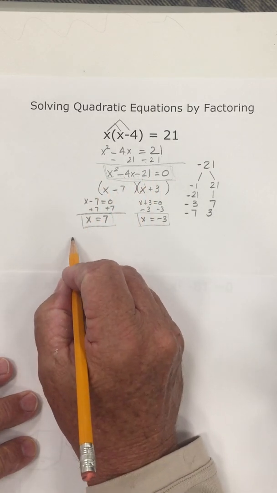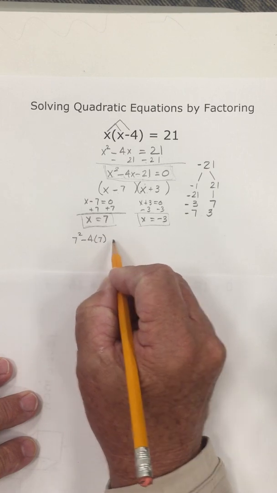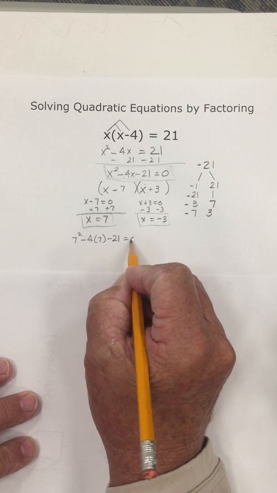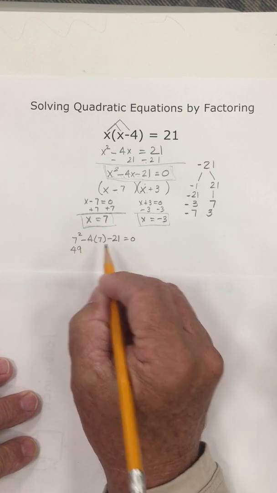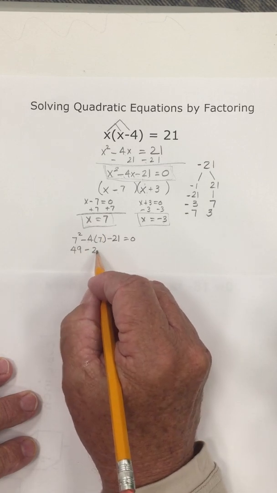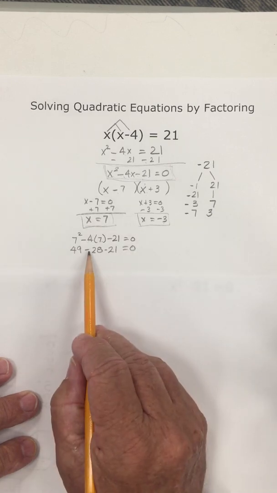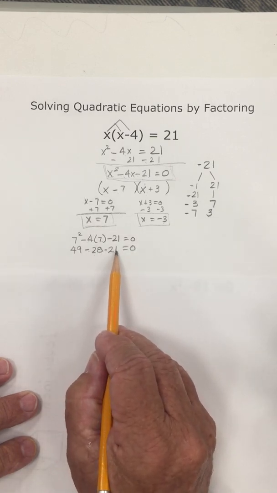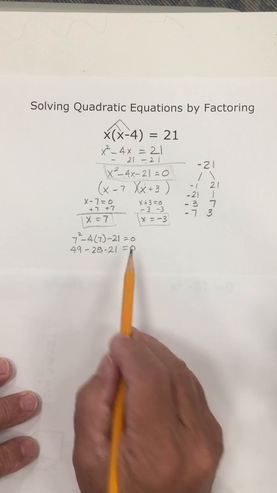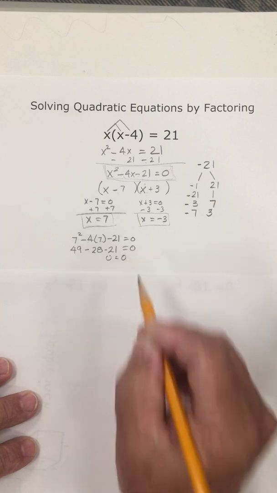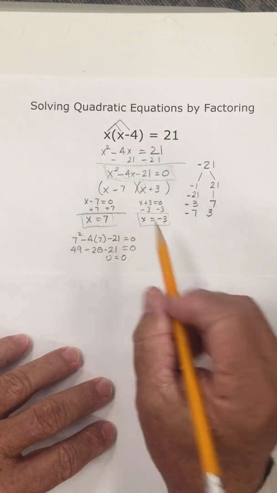So let's say we're going to have 7 squared minus 4 times 7 minus 21 should equal 0. Well, let's see. We have 49 minus negative and a positive is minus 28 minus 21 equals 0. Negative 28 plus negative 21 is negative 49. 49 take away 49 is 0. Great, that works. So now we're going to substitute negative 3 into our original.